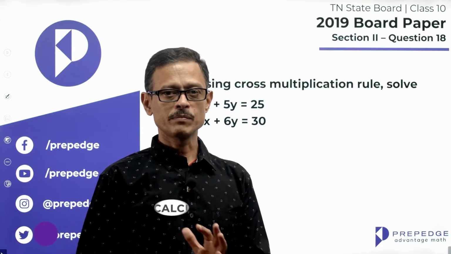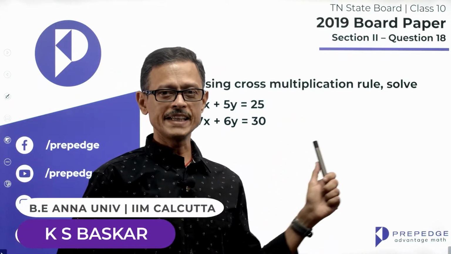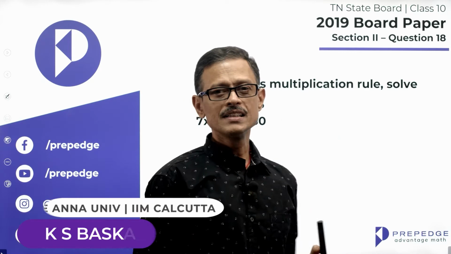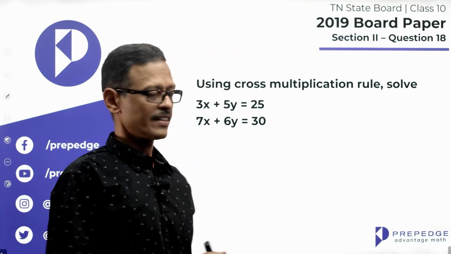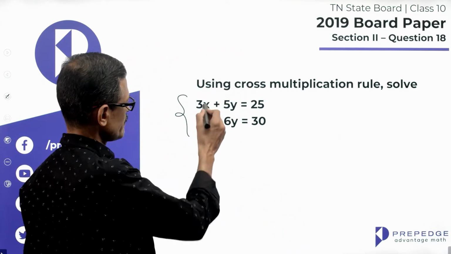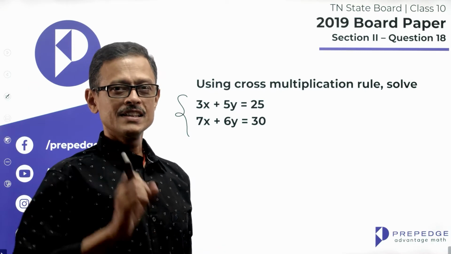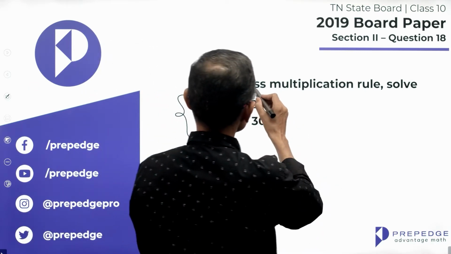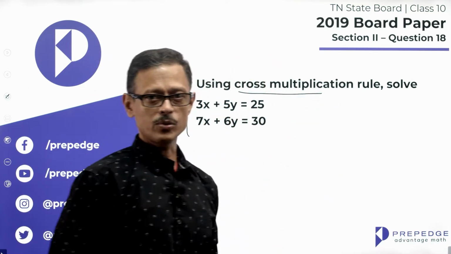Samacheer Kalvi 10th standard math board paper solution 2019. Board paper பார்க்குறோம். Question number 18. This question is a linear equation question. இந்த ரெண்டு linear equation solve பண்ணி we have to find the value of x and y. Specific method கொடுத்திருக்காங்க. They are asking us to solve it using the cross multiplication rule.